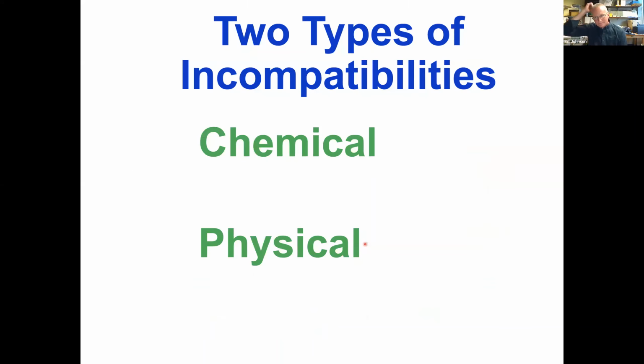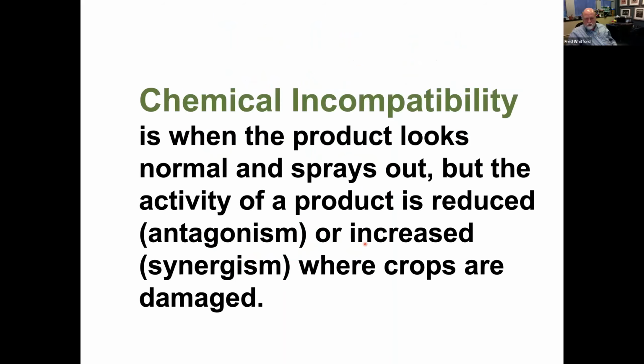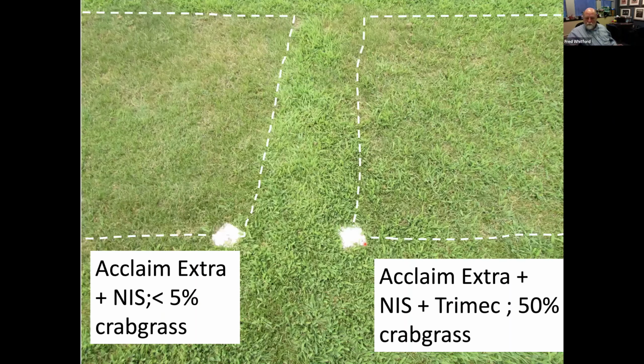There's two kinds of incompatibility. One you can see, one you can't. So the first one is the chemical. Now let me show you what that means, and I've got one of Bill's slides in here. Chemical incompatibility is when you mix the products and they look pretty good. They work fine. I look in the tank, everything mixes up, it's the right color, no problem. But when I apply it, something happens.